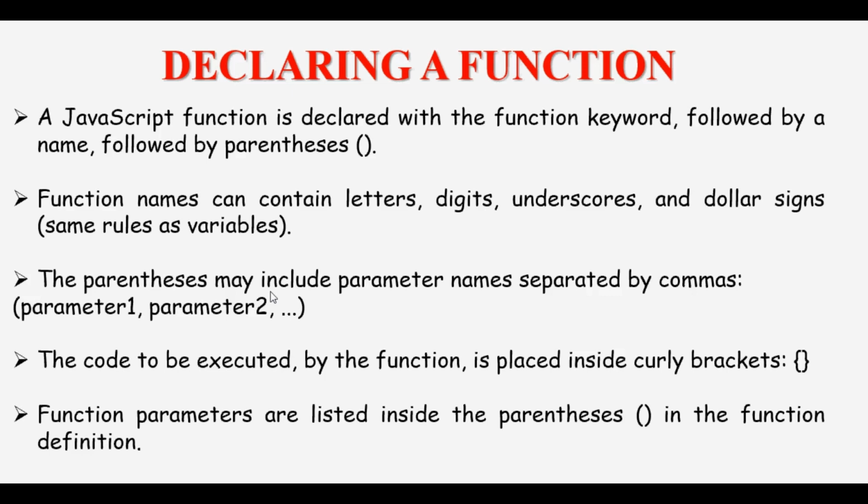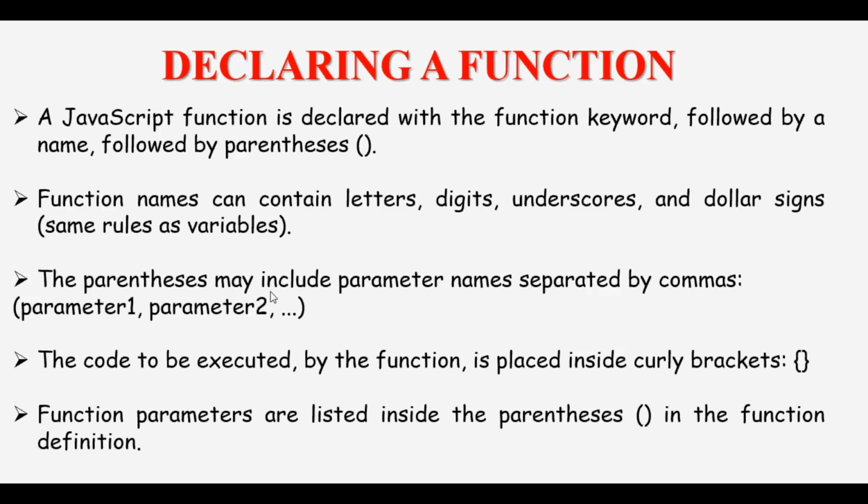The code to be executed by the function is placed in curly brackets. So the syntax for a JavaScript function is the function keyword, the name of the function, then parentheses, and then your opening and closing curly brackets where you write the code to be executed. Function parameters are listed inside the parentheses. So if you have parameters in the function, they are written in the parentheses. We're going to see an example at the end of this particular lecture.